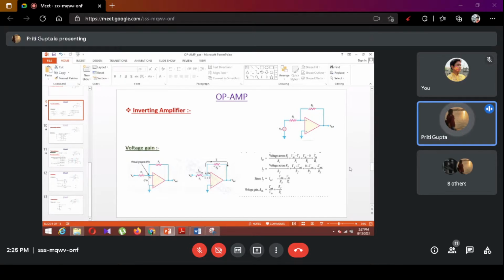So what are the given data? Ri equals 2.2 kilo ohm. Closed loop voltage gain, that is ACL, equals minus 100. So ACL equals V output by V input, equals minus RF by Ri. Substitute all the values and tell me what is the value of RF.